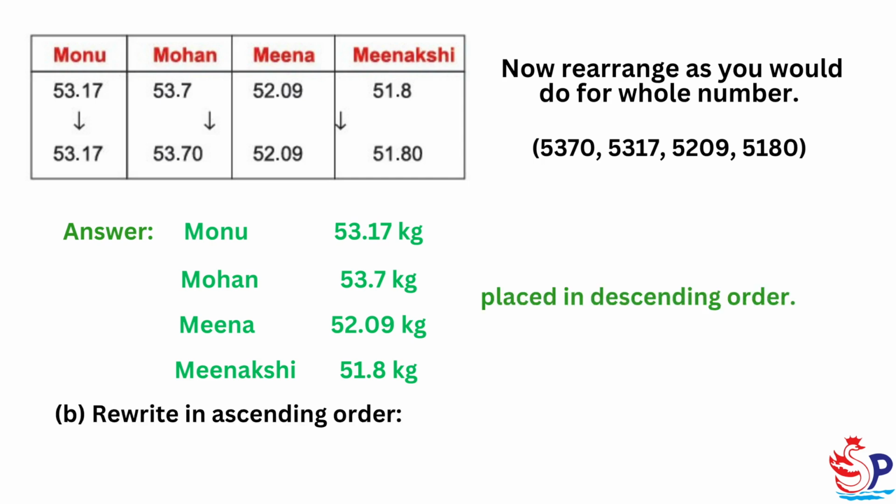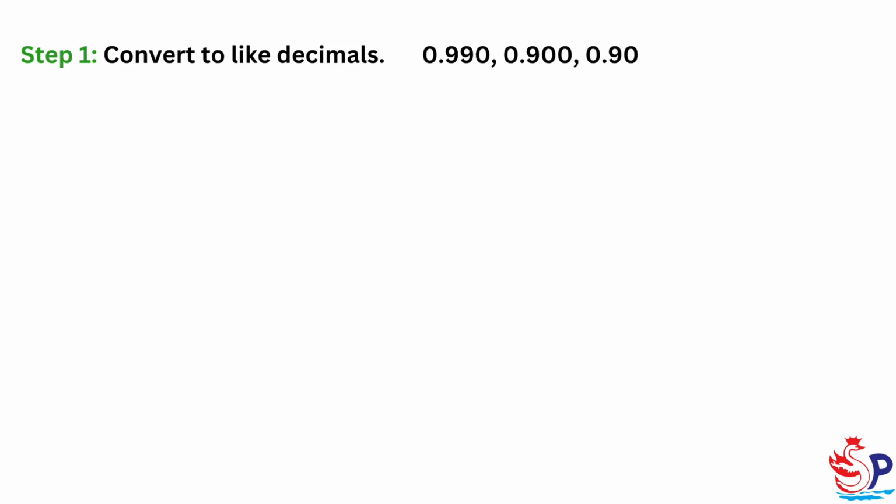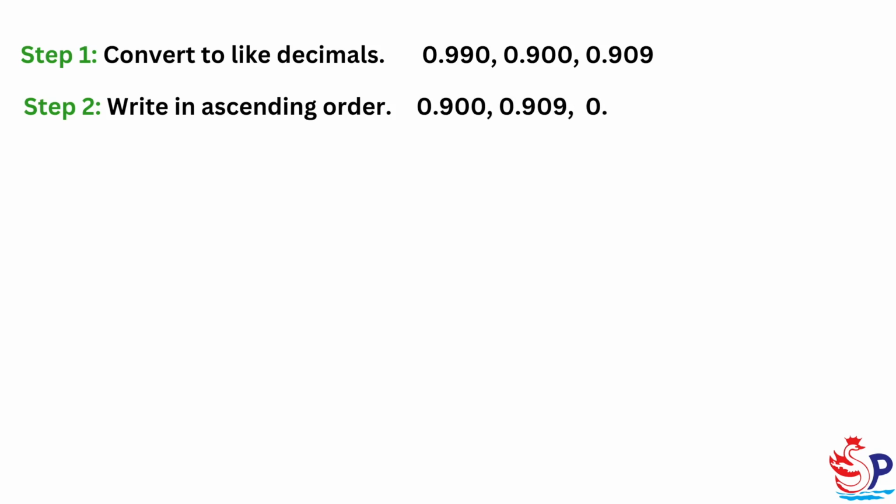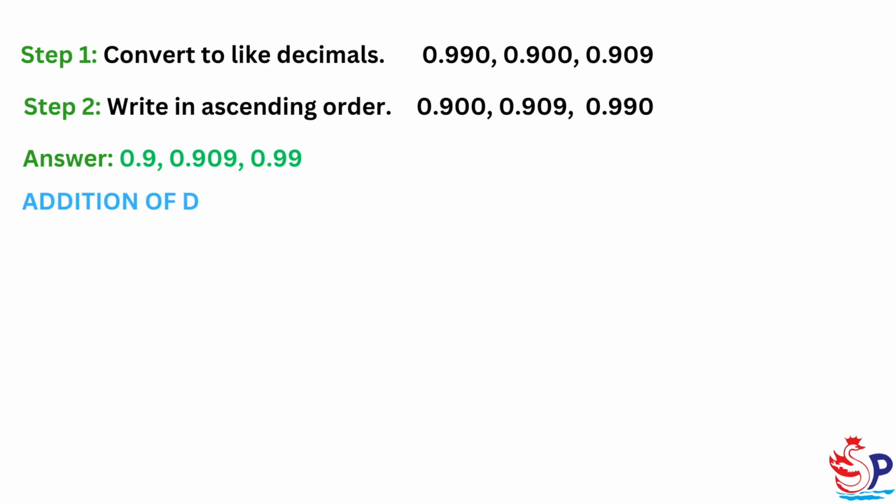B. Rewrite in ascending order. 0.99, 0.9, 0.909. Step 1. Convert to like decimals. 0.990, 0.900, 0.909. Step 2. Write in ascending order. 0.900, 0.909, 0.990. Answer: 0.9, 0.909, 0.99.